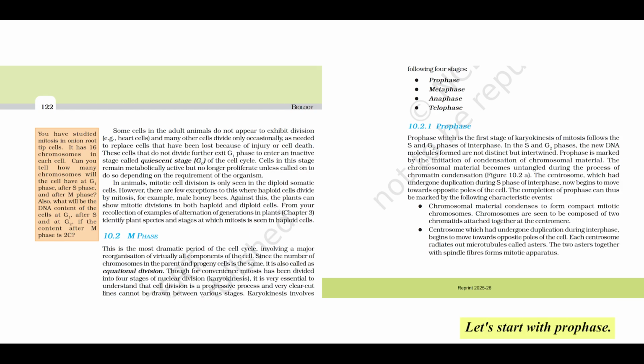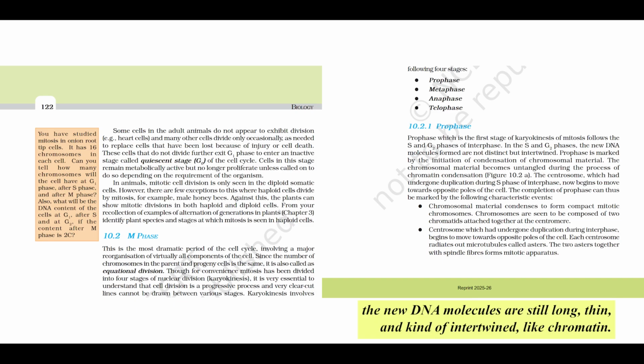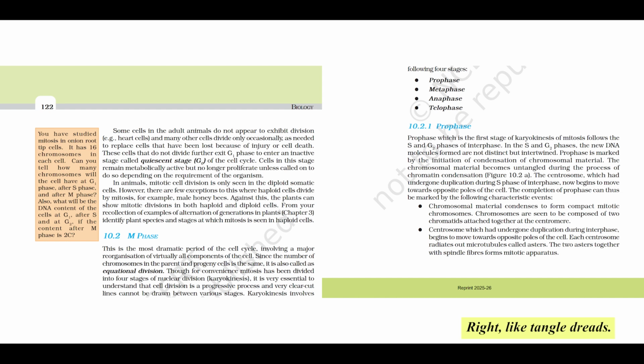Let's start with prophase. This is the first stage of karyokinesis. It follows the S and G2 phases. Remember, in S and G2, the DNA was replicated, but the new DNA molecules are still long, thin, and kind of intertwined, like chromatin. Right, like tangled threads. Exactly. So the first key event in prophase is the initiation of condensation of this chromosomal material. Think of those long, spaghetti-like strands starting to coil up, fold, and become tightly packed. This condensation process makes the chromosomal material visible and distinct under a light microscope. They start looking like actual chromosomes.